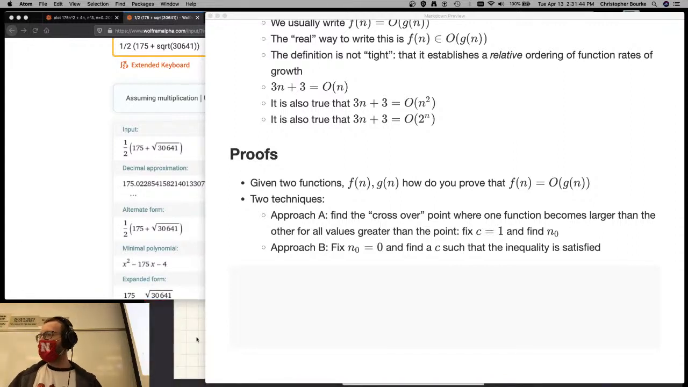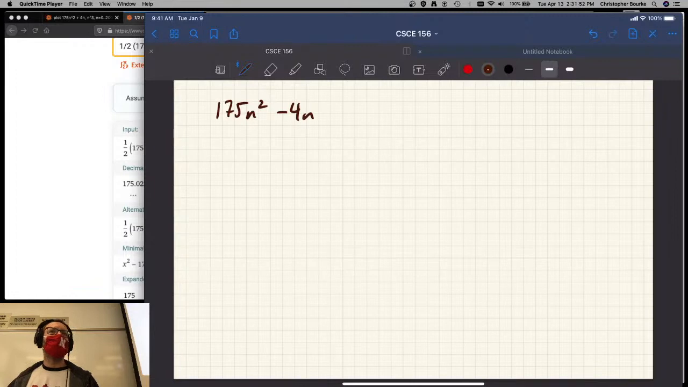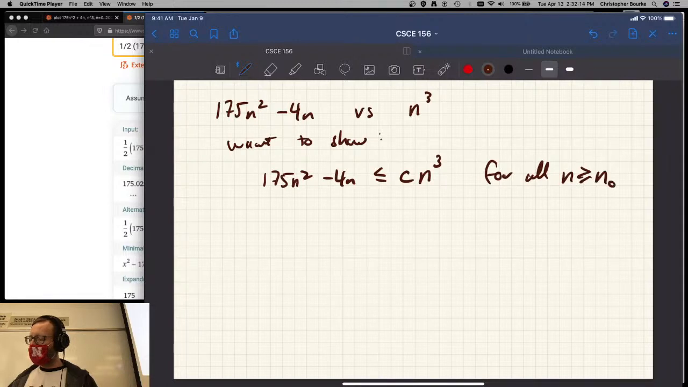All right. So here are my equations again. 175n squared minus 4n, or was it plus 4n? Okay, versus n cubed, right? We want to show that 175n squared minus 4n is less than or equal to some c times n cubed for all n greater than or equal to n naught, for some n naught. In other words, again, what I'm doing here is I'm going to fix this to be 0.